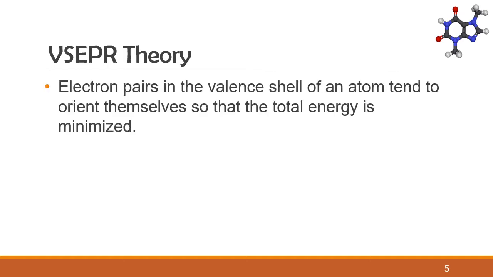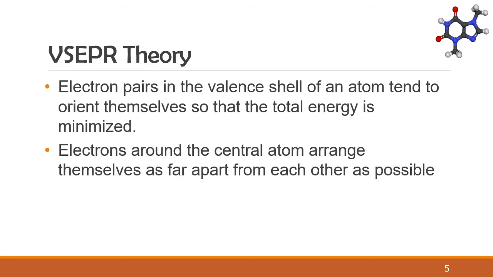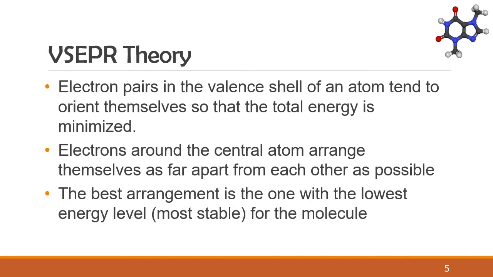According to the VSEPR theory, electron pairs in the valence shell of an atom tend to orient themselves so that the total energy is minimized. Electrons around the central atom arrange themselves as far apart from each other as possible. The best arrangement is the one with the lowest energy level for the molecule.